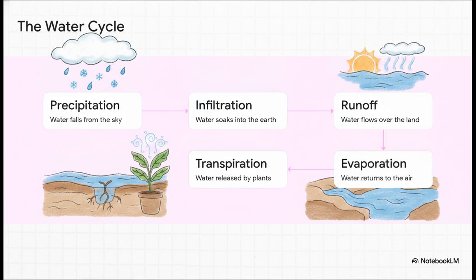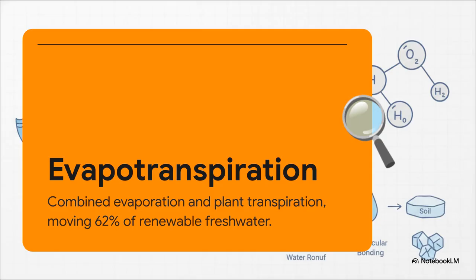Oh, and we absolutely cannot forget transpiration, which is essentially water vapor breathed out naturally by plants. So combining a couple of those ideas gives us a super important scientific term: evapotranspiration. This is the combined tag-team process of evaporation from water bodies and transpiration from vegetation. Now, why should you care about this long word? Well, because this specific movement through soil and plant life accounts for a massive 62% of our globally renewable freshwater every year. It is literally the engine driving the global water cycle.